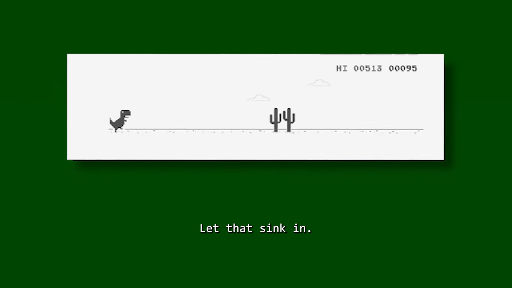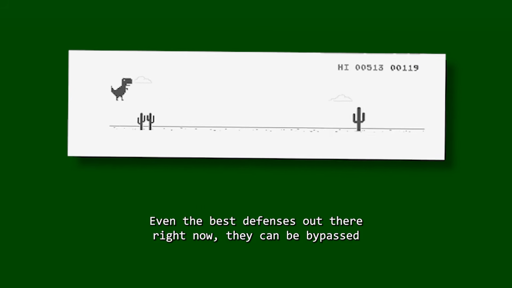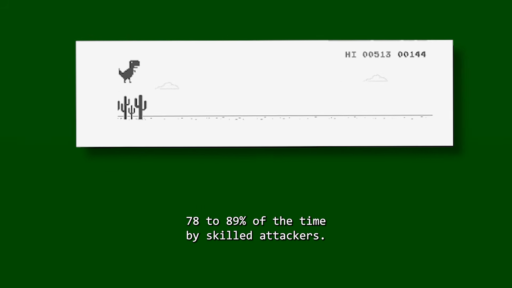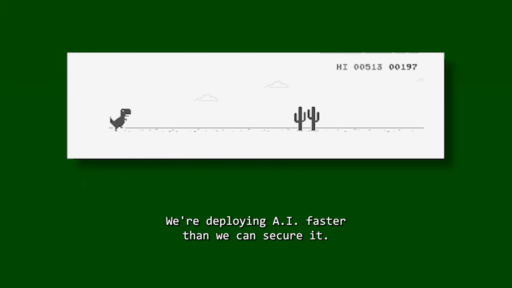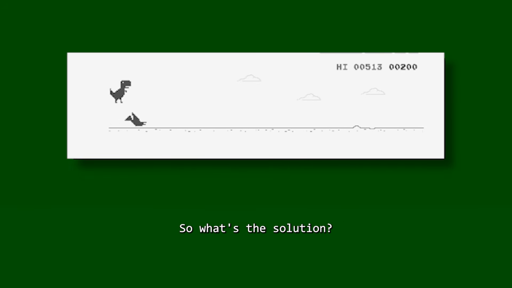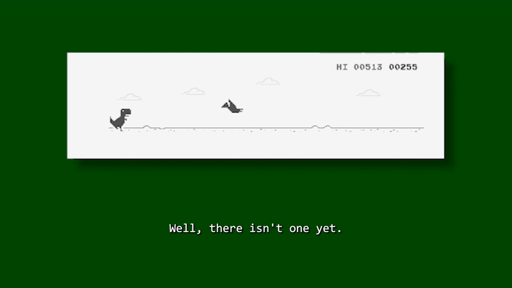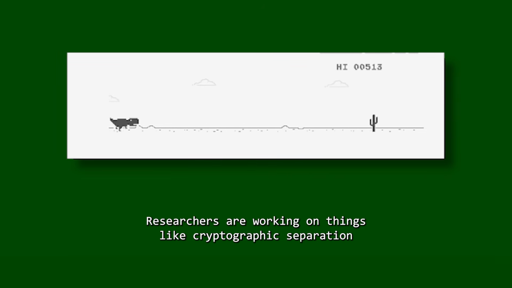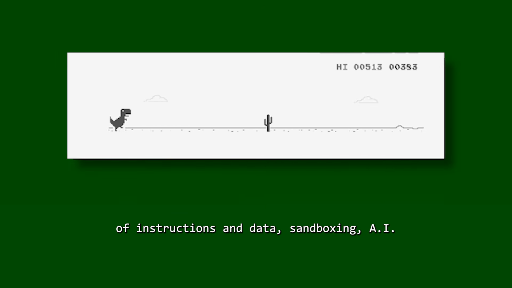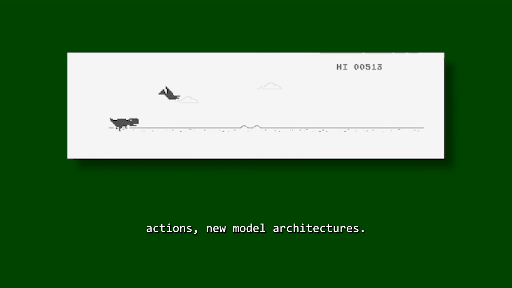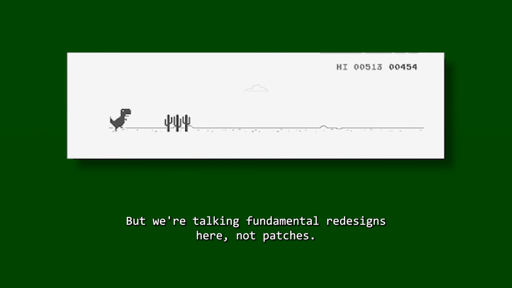Let that sink in. Even the best defenses out there right now, they can be bypassed 78 to 89% of the time by skilled attackers. We're deploying AI faster than we can secure it. So what's the solution? Well, there isn't one yet, not a complete one. Researchers are working on things like cryptographic separation of instructions and data, sandboxing AI actions, new model architectures. But we're talking fundamental redesigns here, not patches.